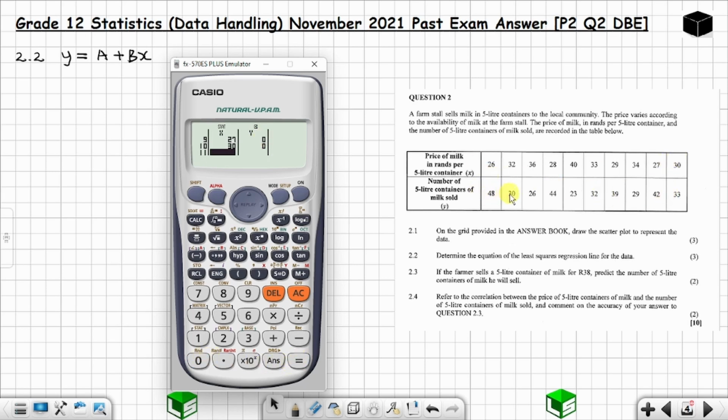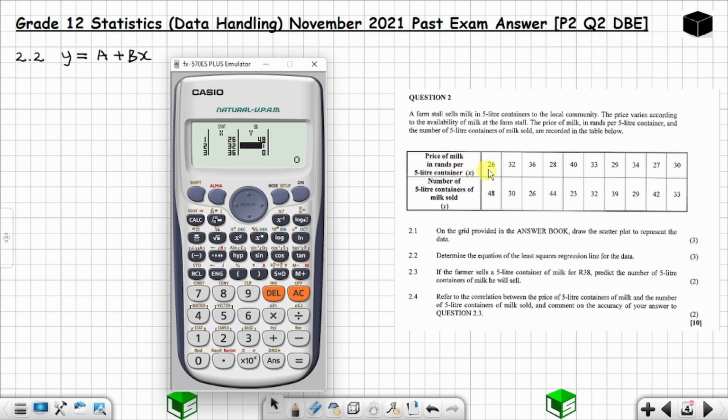Now you need to insert your Y. Okay. So to insert your Y, you shift this side. You press this button. Okay. And then you go up. So 26 goes together with 48. So you have to respect the order. 26 goes together with 48. So let's insert 48. You press equal. Can you see 26 with 48?